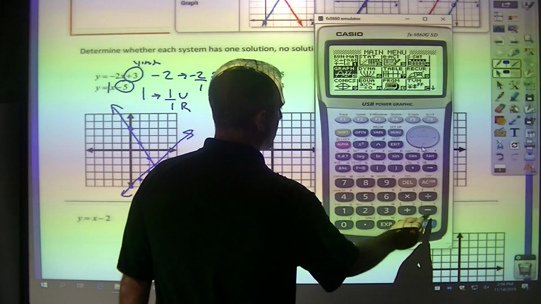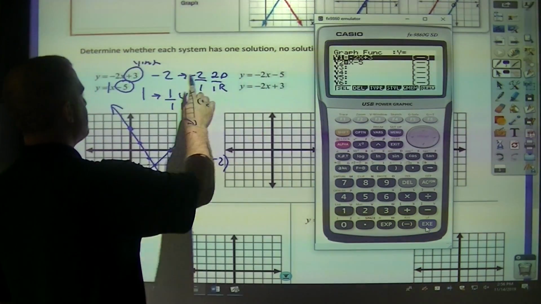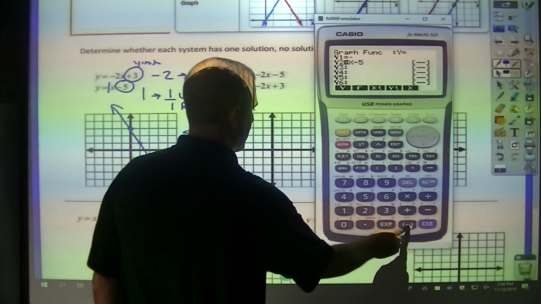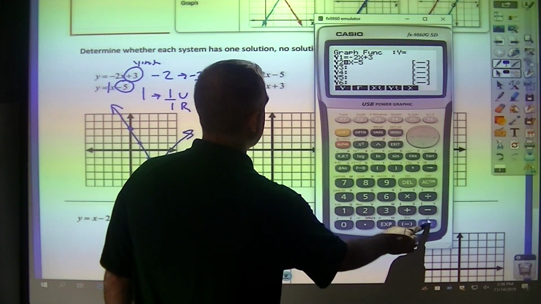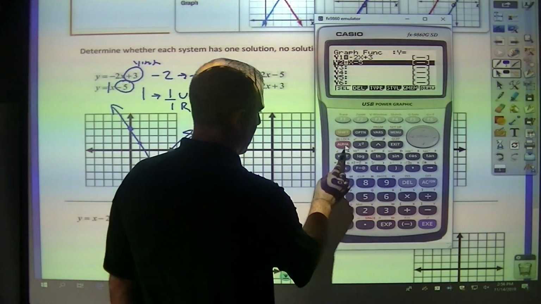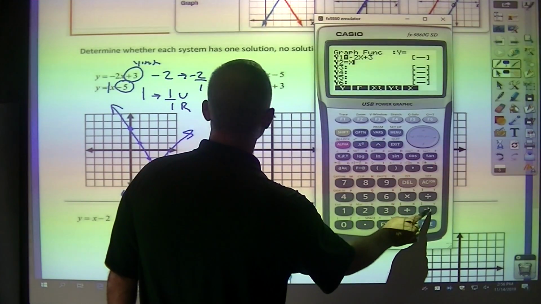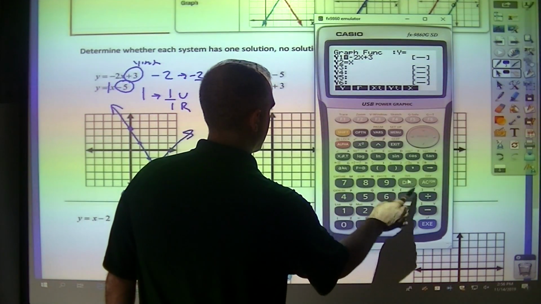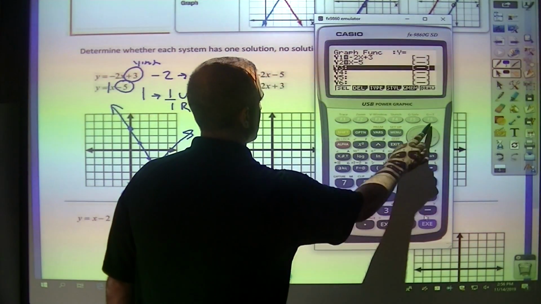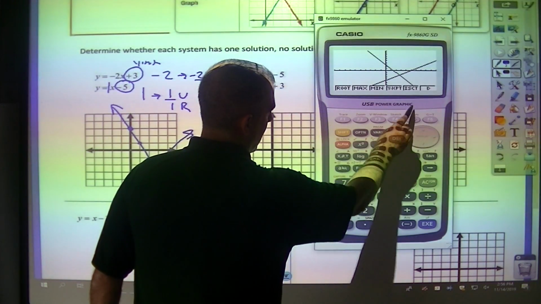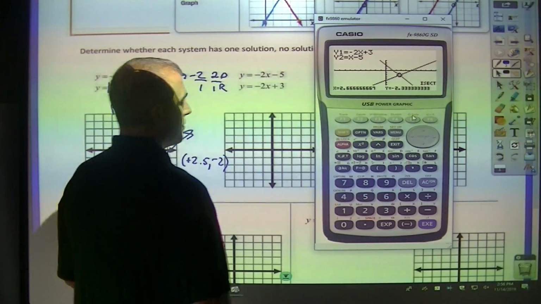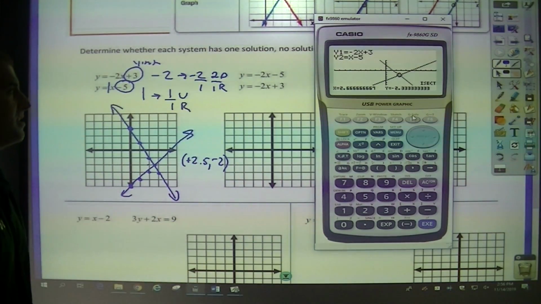If you go to menu and you go to graph, you could graph both of these. Negative 2x, so I type in negative 2, alpha x plus 3, and then alpha x minus 5, draw, and then I hit G-Solve, which is right here, F5, then intersect. So as you can see, that's a pretty good estimate, okay?